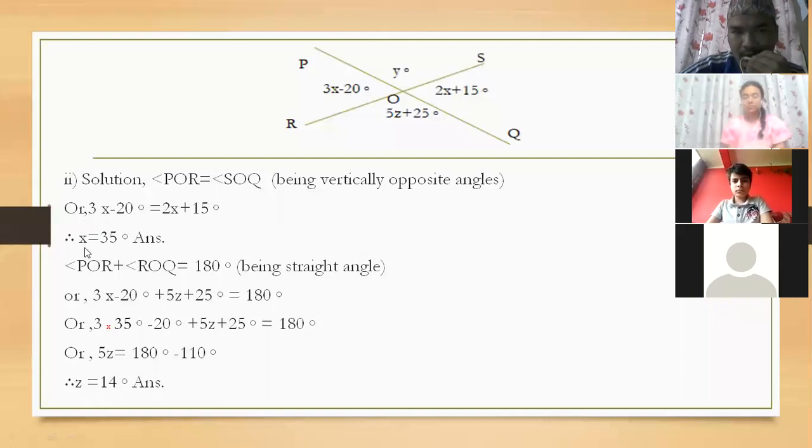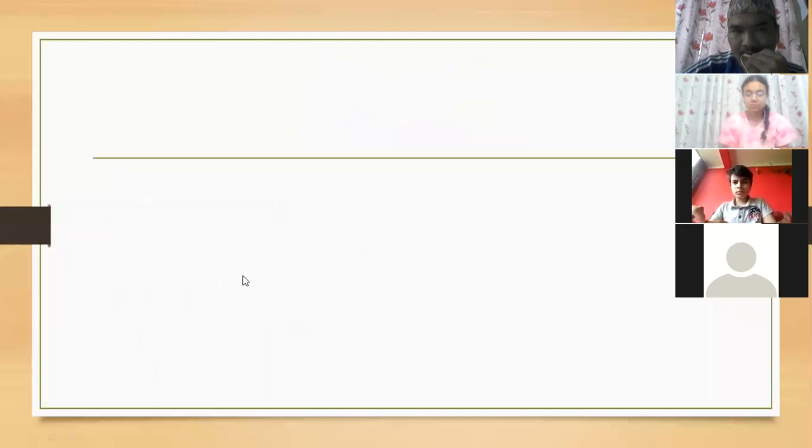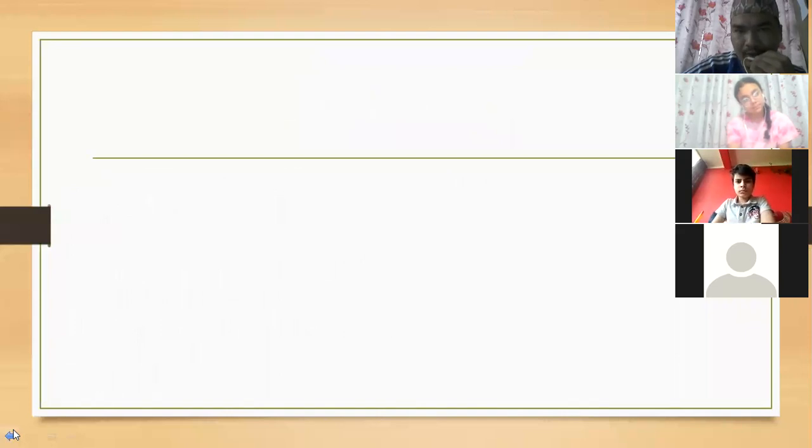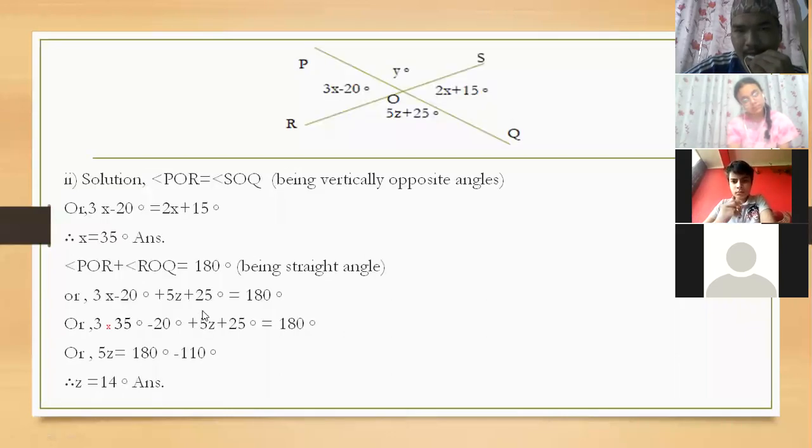After finding the value of x and z, now we can find out the value of y also. Look here, we have to do like this. Continue that. y equals 5z plus 25. Why y equals 5z plus 25? Do you know? Look, I am going to show you that figure. This y degree and this 5z plus 25, they are vertically opposite angles, or not? That's why they are equal. y degree and this 5z plus 25, these two angles are vertically opposite angles. That's why they will be equal.